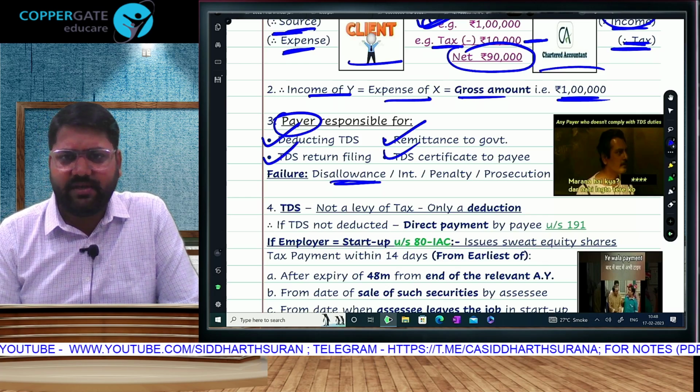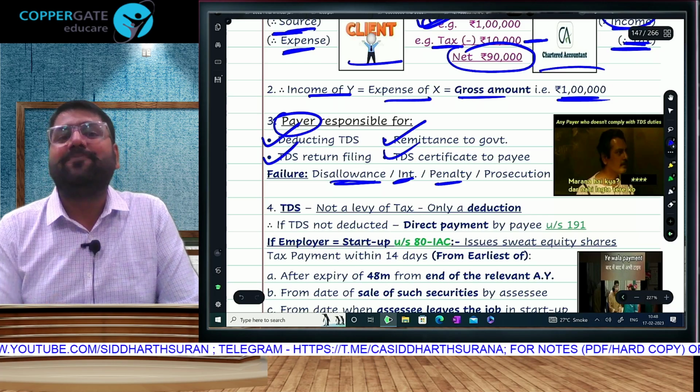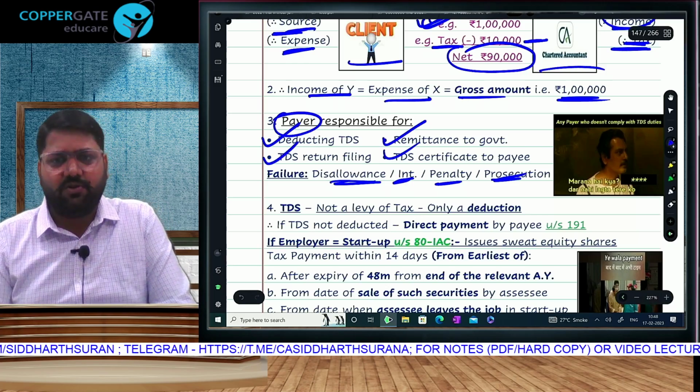Resident pays 30%, non-resident pays 100%. There will be interest for non-deduction and non-payment. Penalty is 100% of the TDS or TCS amount. Penalty we have already revised. On a very rare occasion, but there can be prosecution also.